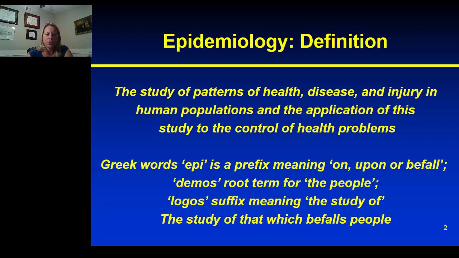The word epidemiology comes from three Greek words. The first, epi, meaning on, upon, or befall, the root term demos, referring to the people, and the suffix term logos, referring to the study of. Together, these terms mean the study of that which befalls people.